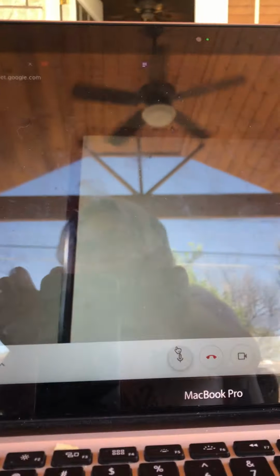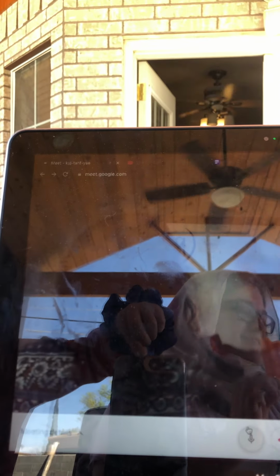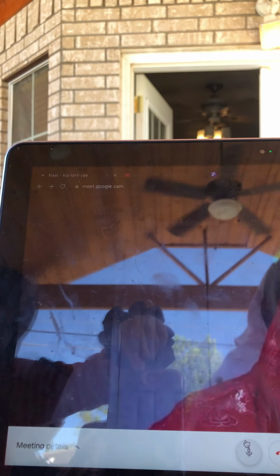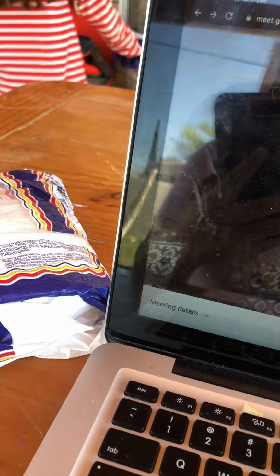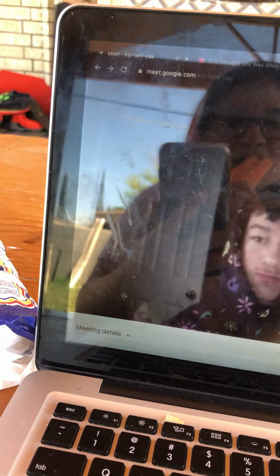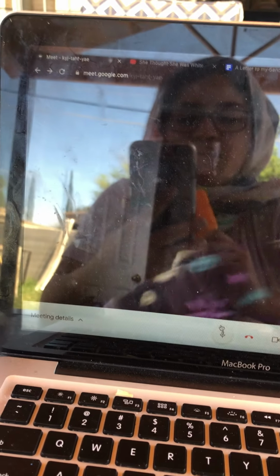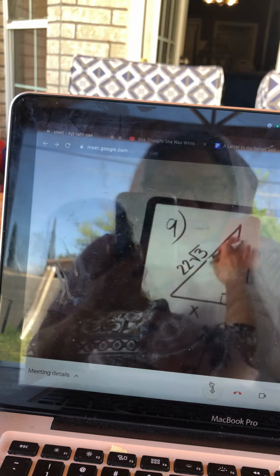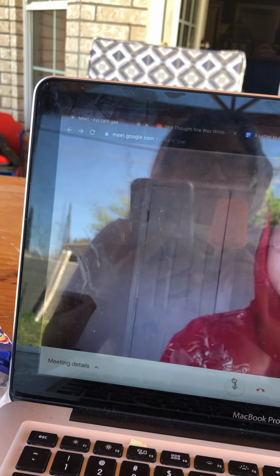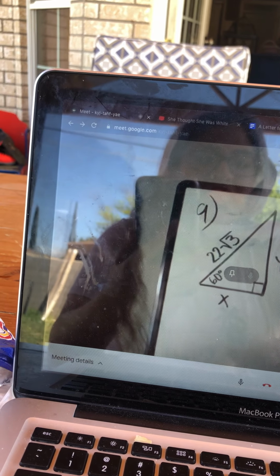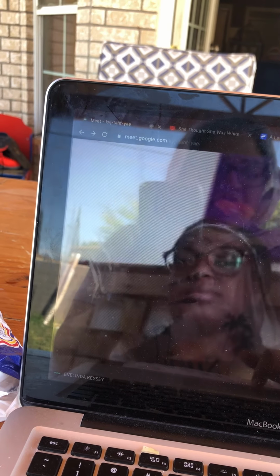Number 9, the 30, 60, 90. There we go. No, it doesn't give you that one. It gives you this one. Which side did they give you: short leg, long leg, or hypotenuse? Hypotenuse. Alright.